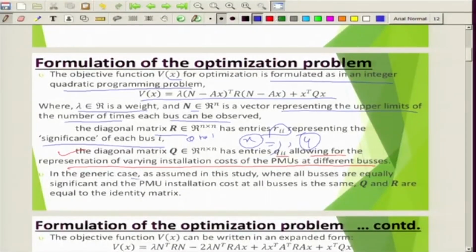In the generic case, as assumed in this study, where all the buses are equally significant and the PMU installation cost at all buses is the same, Q and R are equal to the identity matrix. So in a generic case, if all the buses are equally important and significant and the PMU installation costs are also the same, then it is an identity matrix. So you will not be able to differentiate or discriminate between any bus in the entry.